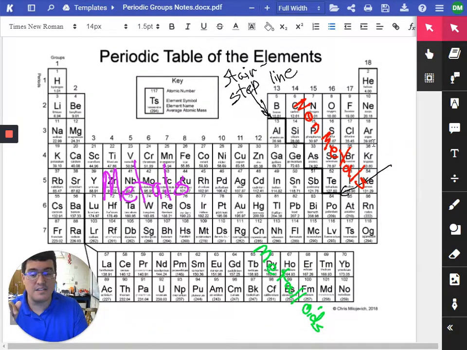All right, next lesson is on the specific groups within each of these more general groups. And last thing I'll do is move metalloids back up where they belong.